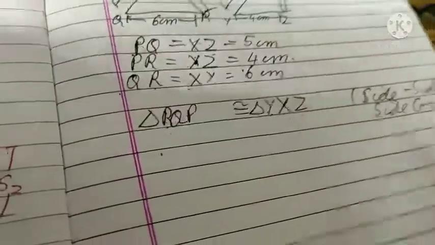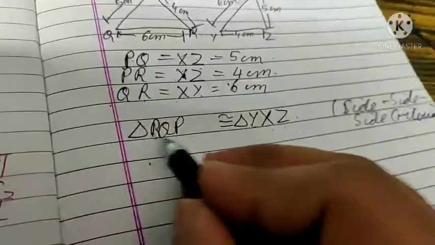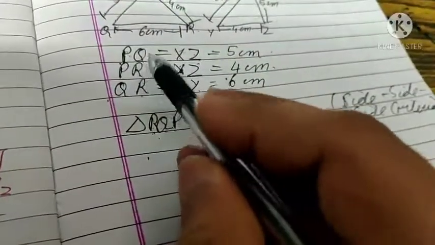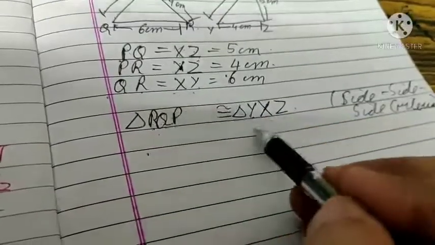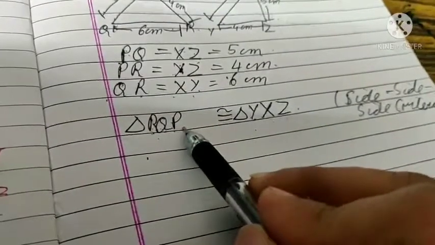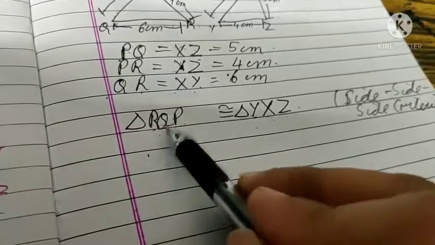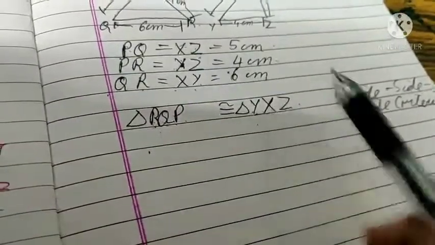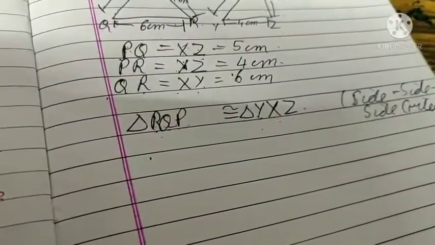Correct correspondence is very important. And this also tells us RQ equals XY. Look, this is true. QP is equal to XZ. Look, this is also coming as fit as it is.